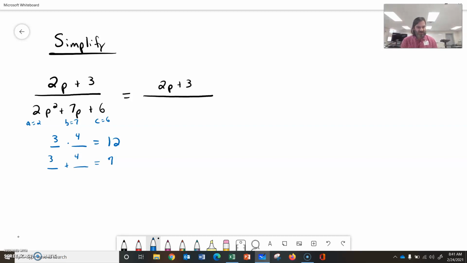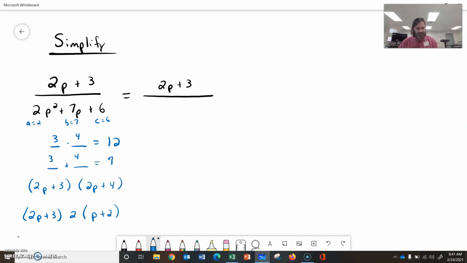So I create the two factors with the leading A coefficient, 2p plus 3 times 2p plus 4. So I drop the two numbers I found in. But remember, with this method, if you have a coefficient other than 1 in front of the p squared, it gives you too much. So we'll look to see if there's anything we can pull out. We can't pull anything out of the 2p plus 3, but from the 2p plus 4 we can pull a 2 out, and that'll leave me p plus 2 over there.